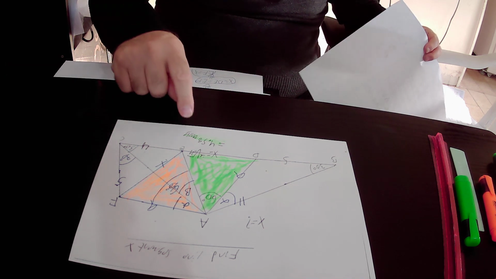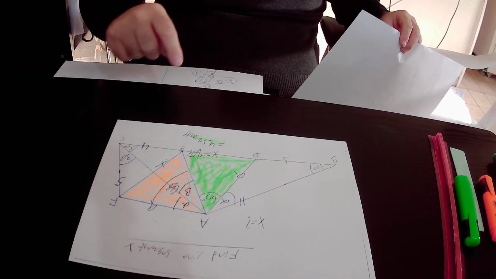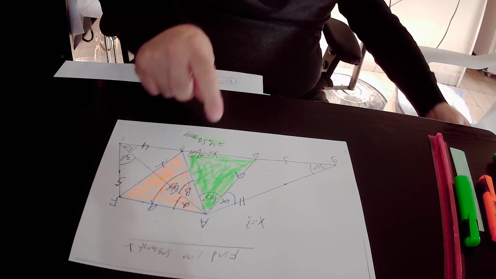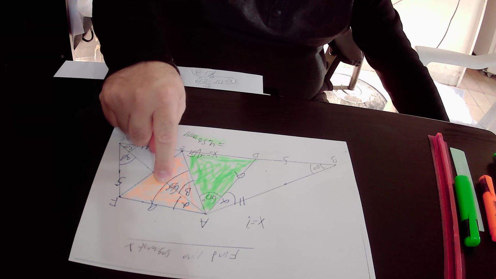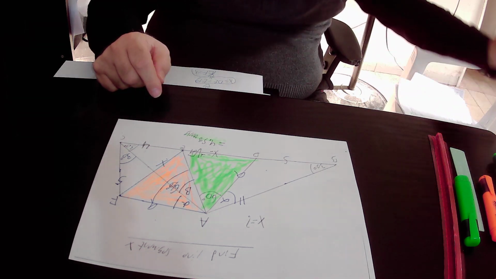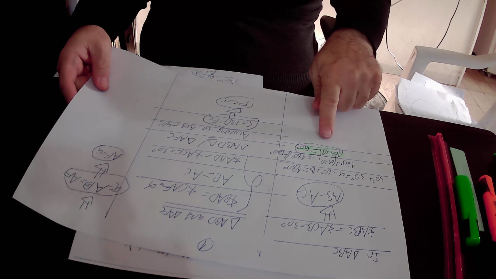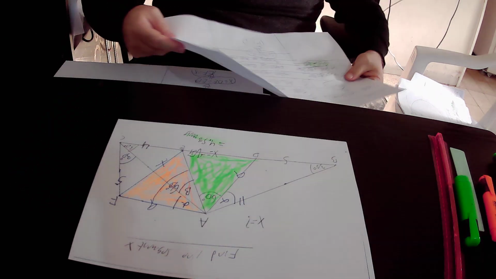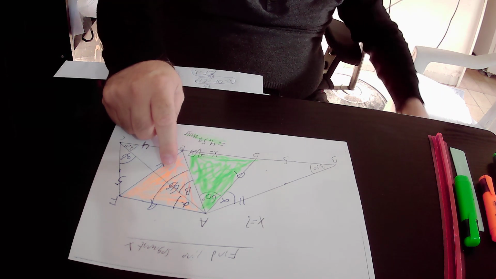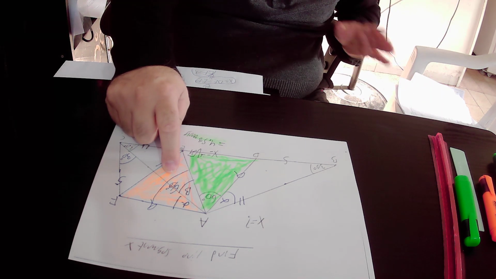Then we join points E and F together by a straight line, and we prove that the green triangle is congruent to the orange triangle. First of all, we have already found out that alpha plus beta equals 60 degrees, so this angle, that is alpha plus beta, angle FAE, equals 60 degrees according to what we have already found out.